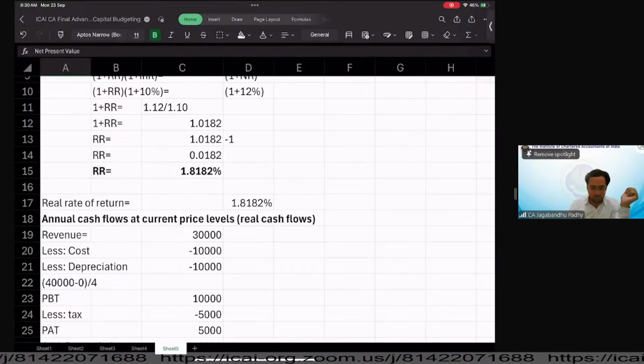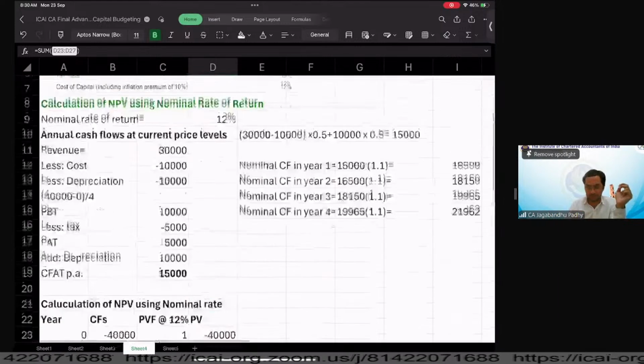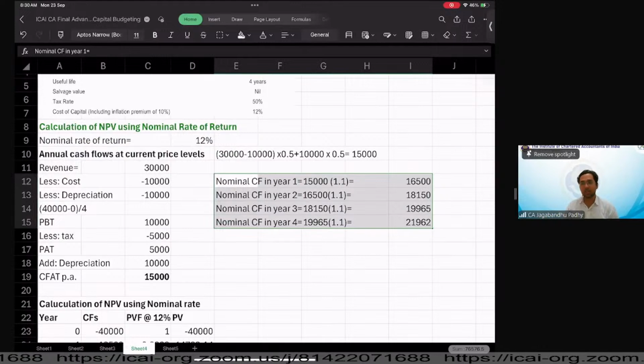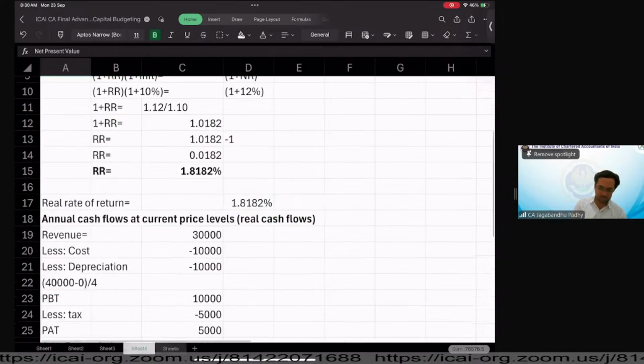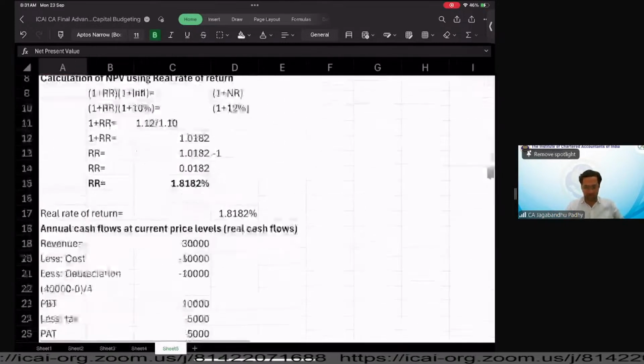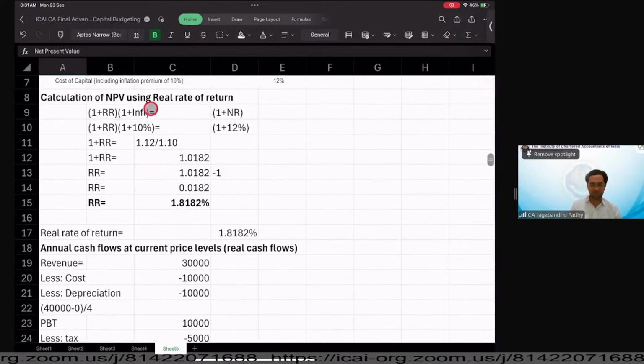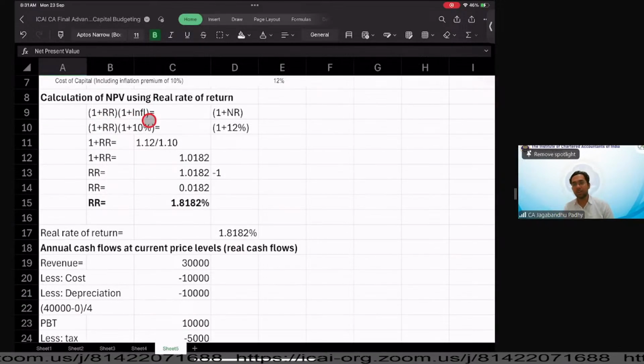The most important part was two takeaways from this question. First, how do we get the nominal cash flows? From the cash flows that we have obtained in the current year levels. That is one thing where you need to increase the cash flow every year by 10%. And the second thing is how to calculate the real rate using this simple equation of 1 plus real rate into 1 plus inflation is equal to 1 plus the nominal rate.